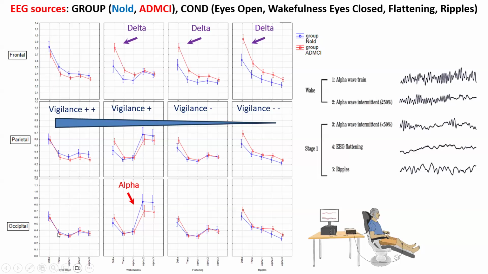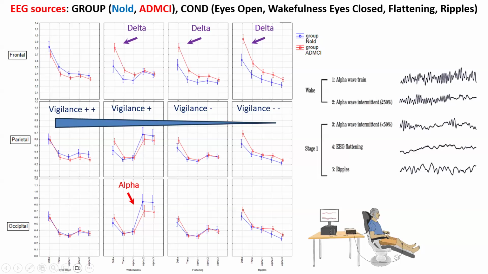You see that we have 4 columns here, which are related to the conditions of ongoing EEG recording. In the first column, we have the eyes closed resting state condition. In the second column, we have again a resting state eyes closed condition, but after 15 minutes of recording.